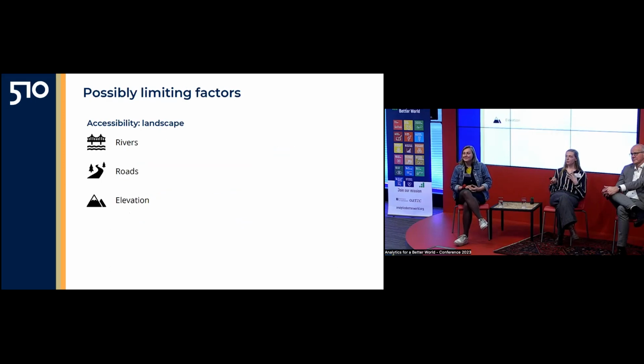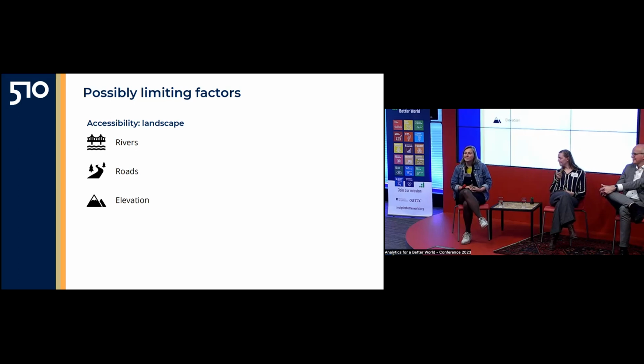If we're talking about access, I talked about a maximum distance of 500 meters. There are also other factors that you can possibly take into account when you're talking about whether people have access, yes or no. For example, rivers and roads that can block the way of people getting to a borehole, but also elevation can really limit mobility of people. Important to mention, these are factors that are still up for discussion. We still need to figure out whether it's useful to take these into account as well, but it's definitely possible.